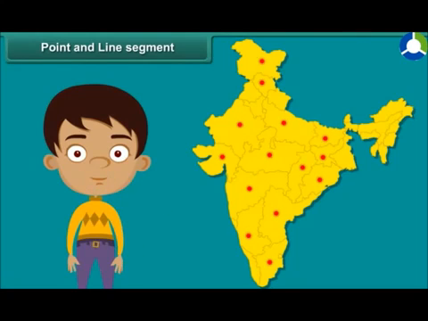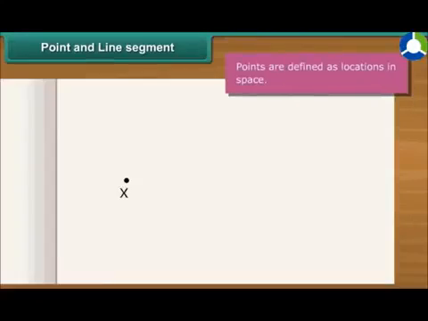Look at this Indian map. We see that the cities are represented by dots. These are called points. In geometry, points are defined as locations in space. They tell about the position of objects.